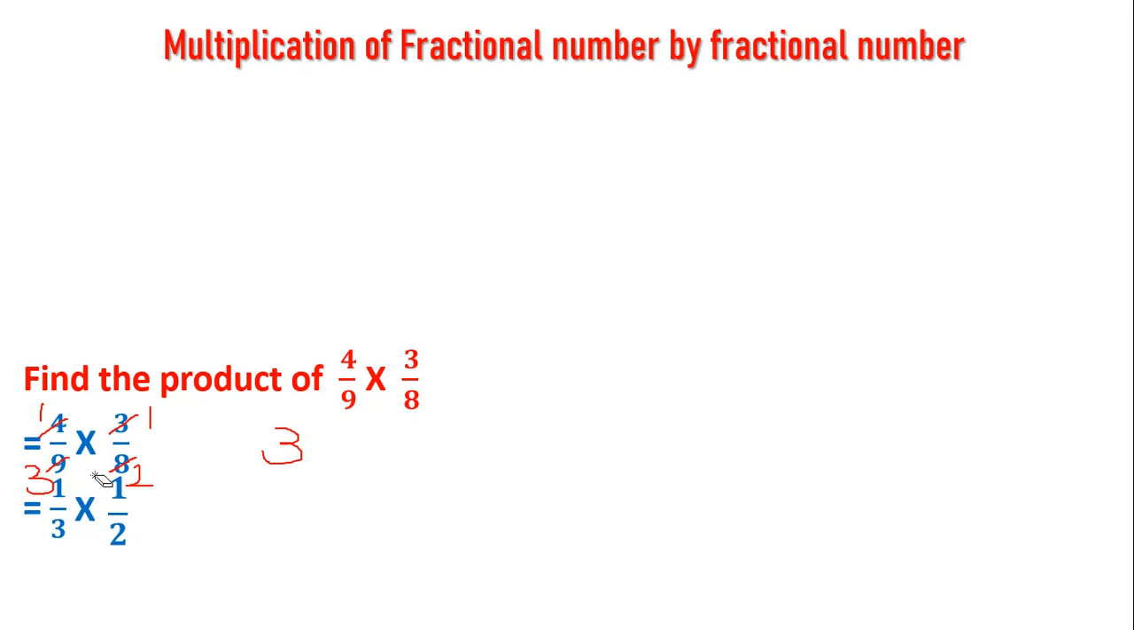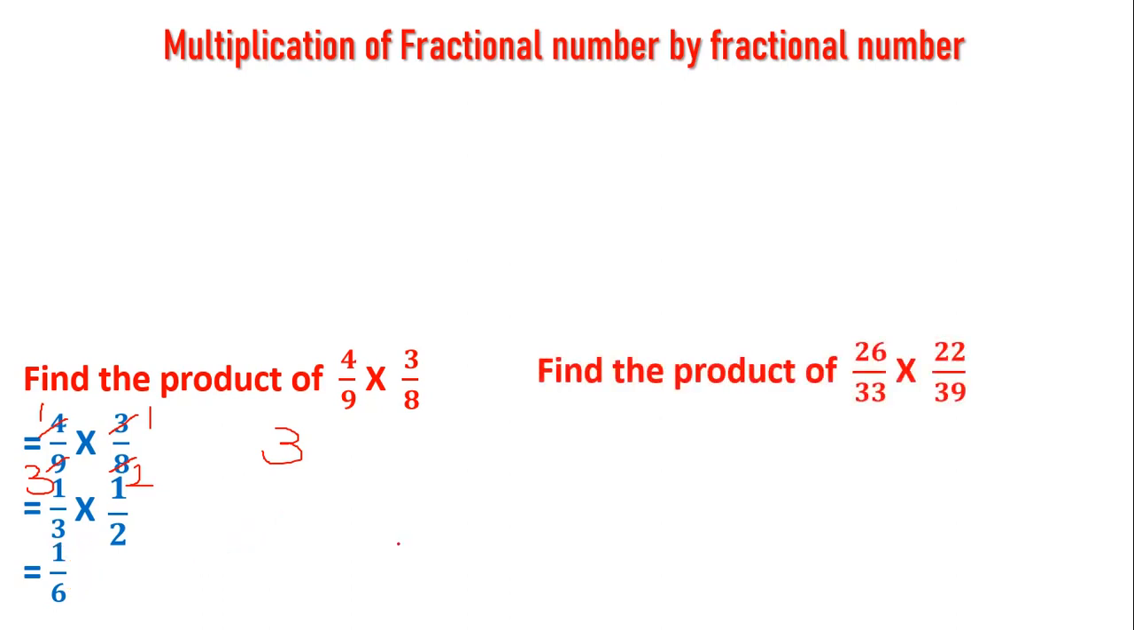After this, the next step is to find the product of these two fractions by multiplying numerator into numerator and denominator into denominator. After multiplying the numerators, that is 1 into 1, I will get 1 in the numerator. By multiplying denominator by denominator, that is 3 into 2, I will get 6 in the denominator. Hence, my final product is 1 by 6. This way, we will find the product of any given fractions.